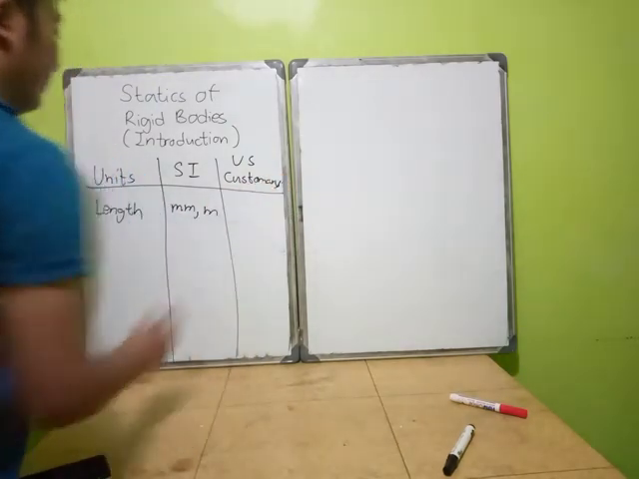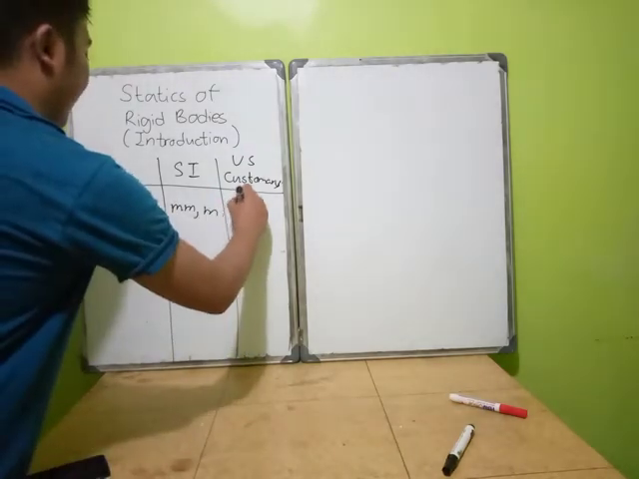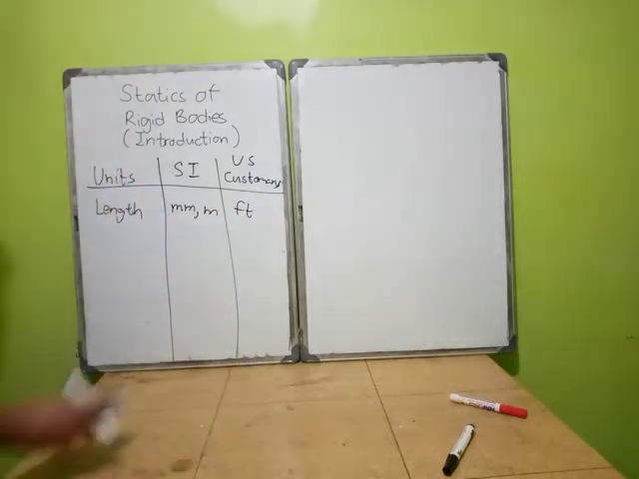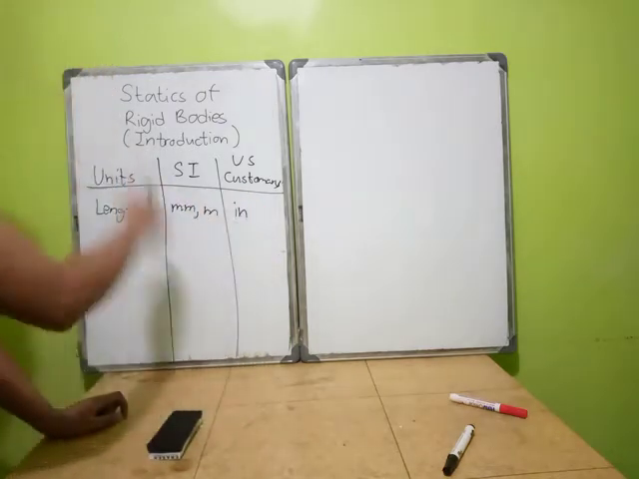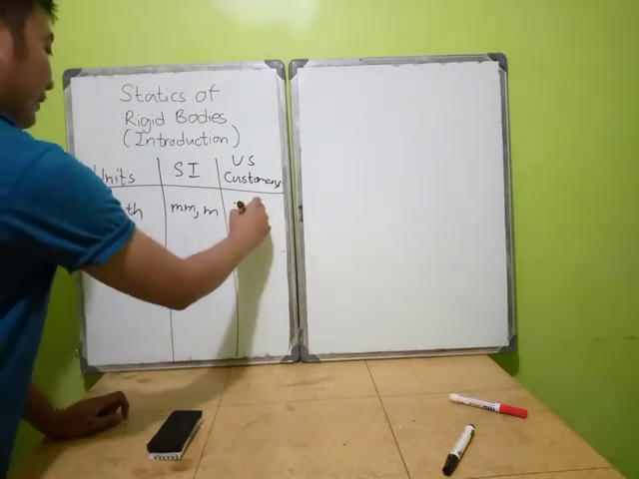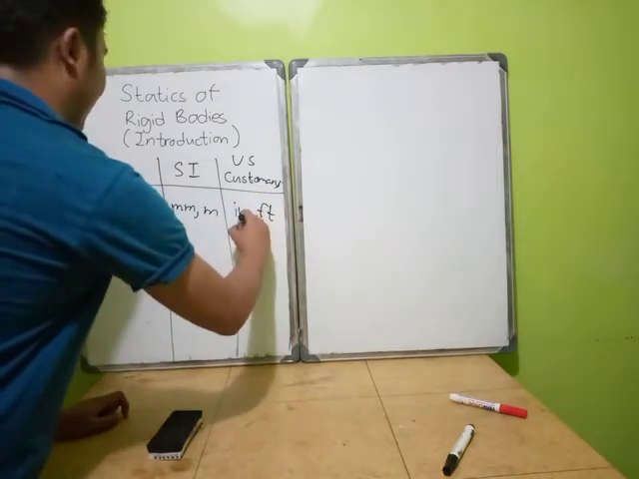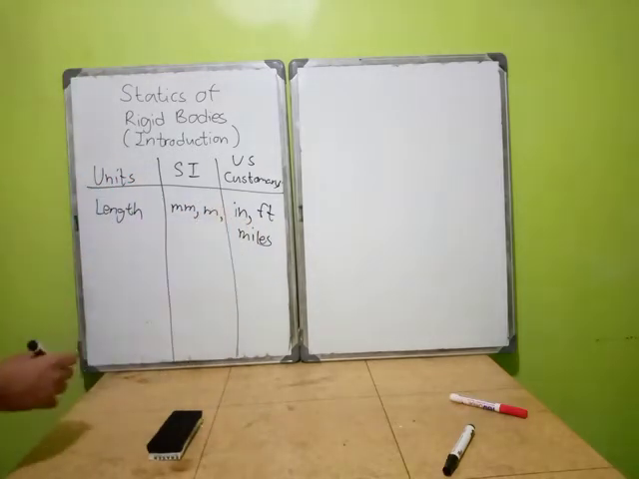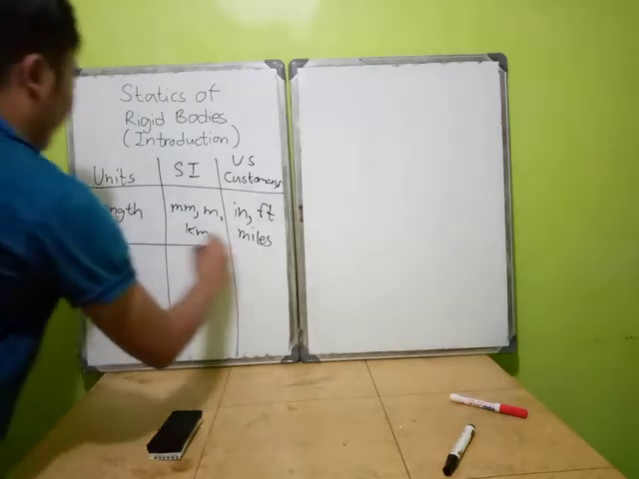For US customary, yung kadalasan ginagamit dito is feet, and meron pang mas maliit sa feet, inches. This is the suffix, the short form of inches. We have feet and we have miles. In contrast sa miles, yung ginagamit natin dito is kilometer.